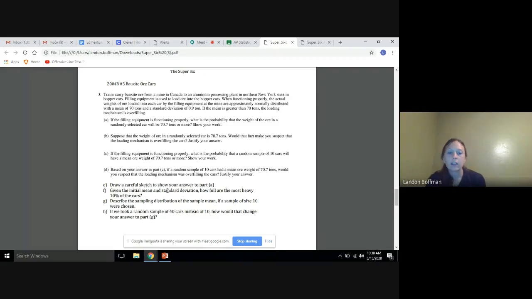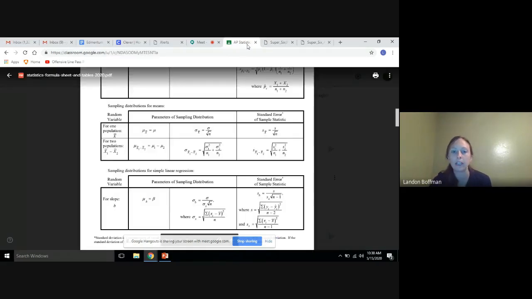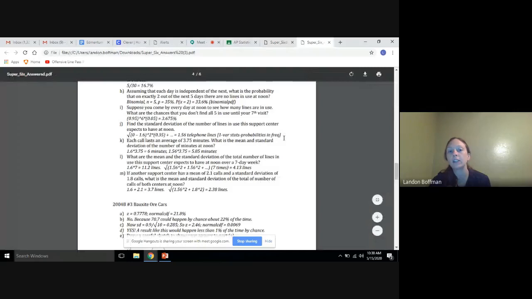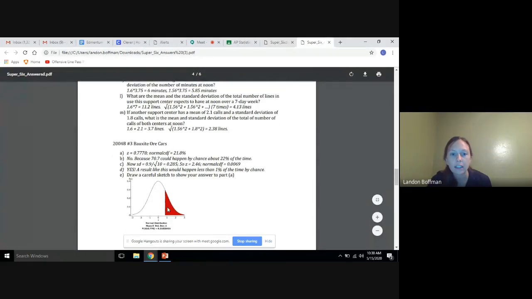Okay, so E says draw a careful sketch, which you really should have already done in part A if you follow how we're supposed to do it. I can just show y'all this one. And like I said, on your AP test this year, they're not supposed to have sketches, but this is if you standardized it, putting 0 and a standard deviation of 1, because remember my Z-score was 0.777. If you didn't standardize it, then you would put the center to be 70 and the standard deviation 0.9 and then shade it the same way.